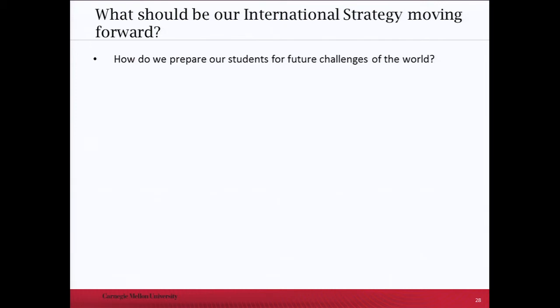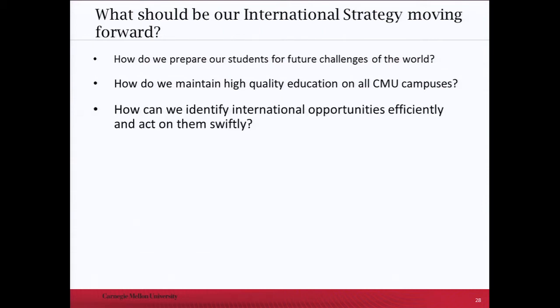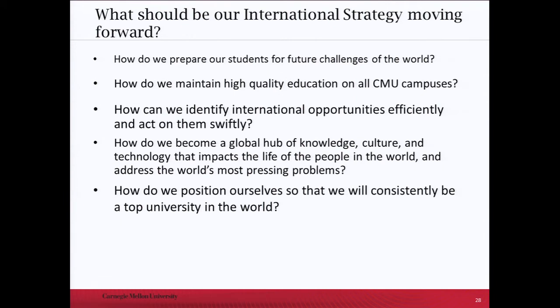How do we prepare our students for future challenges of the world? How do we maintain high-quality education on all CMU campuses, not just Pittsburgh campus, but all campuses? How do we identify international opportunities efficiently and act on them swiftly? Research, education, service, all these opportunities. How do we become a global hub of knowledge, culture, and technology that impact the life of the people in the world and address the world's most pressing problems? How do we position ourselves so that we will consistently be a top university in the world? These are the questions for us to think about, but let me raise one more question.